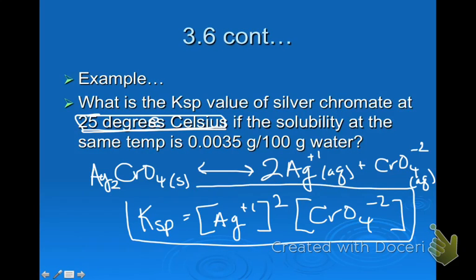So in other words, in order to calculate KSP, which this is asking me to do, I'm going to need to know the concentration of silver ions, and I'm going to need to know the concentration of chromate ions when the solution is saturated.